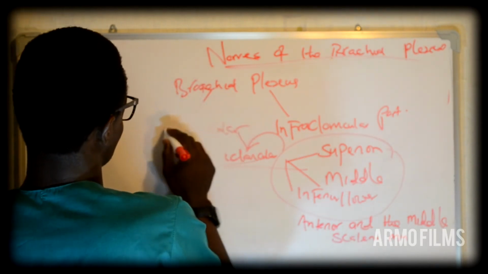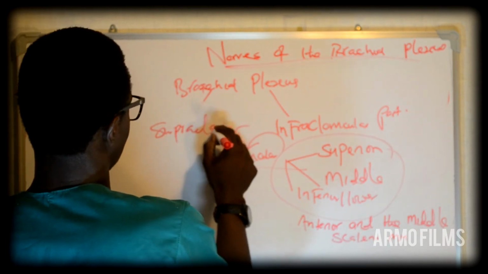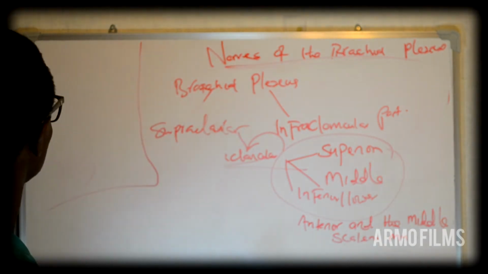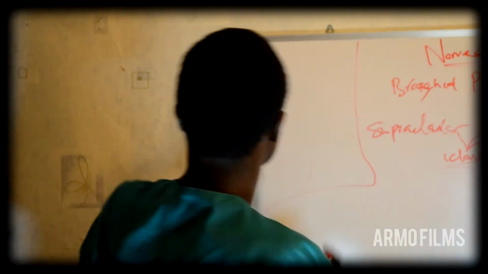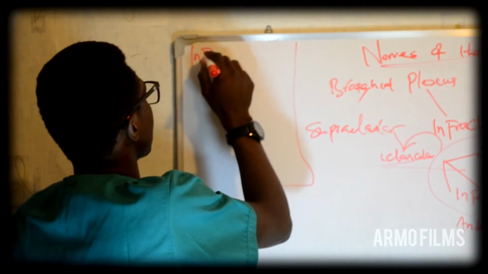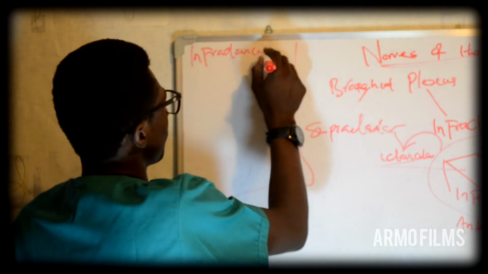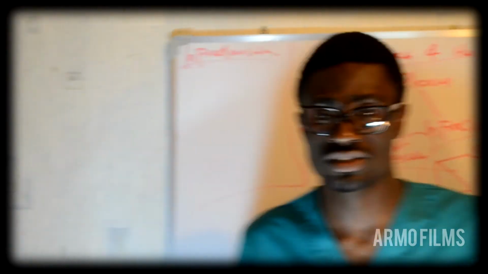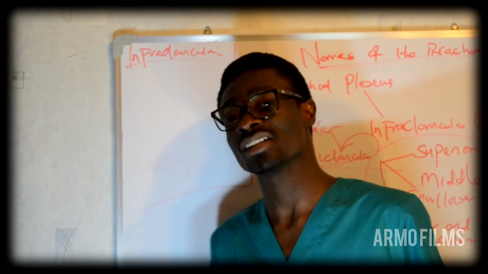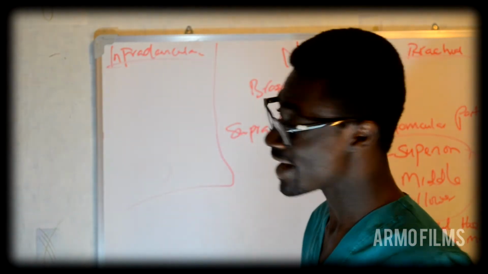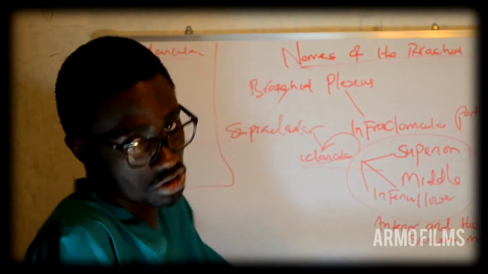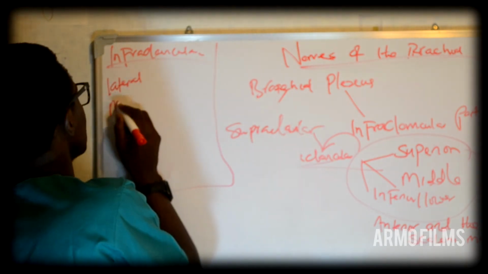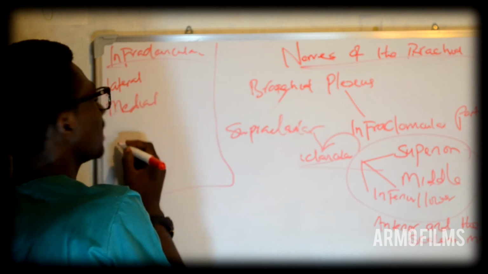We're talking about the infraclavicular part, guys. This part of the brachial plexus is made up of the cords. The cords make up the infraclavicular part. You know we have three cords, so it's quite easy. We have the lateral cord, the medial cord, and the posterior cord, guys.